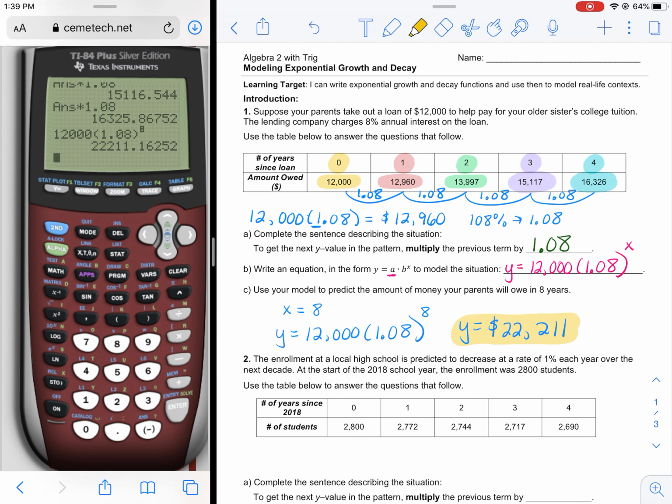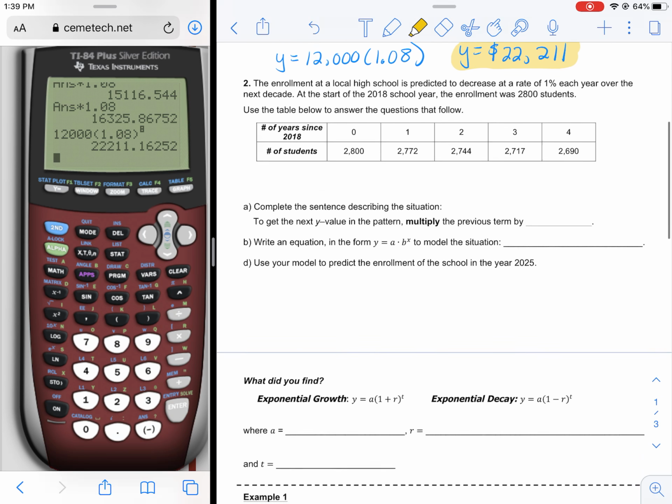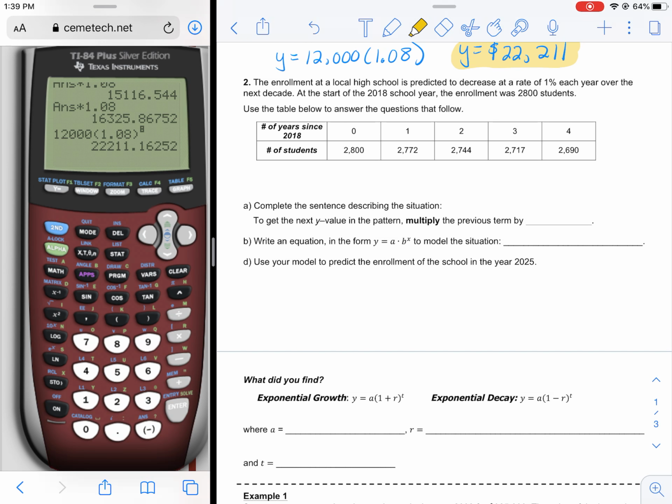Okay, if that made good sense to you, you can go ahead and try the next one on your own. The next one, though, we will do it together. It is an exponential decay model. So very similar, but how do we handle it if the amount is decreasing? It says the enrollment at a local high school is predicted to decrease at a rate of 1% each year over the next decade. At the start of the 2018 school year, the enrollment was 2,800 students.